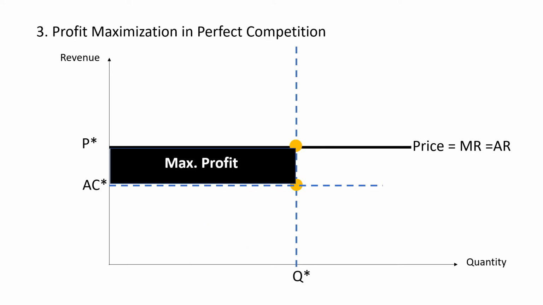And the area between P star, the first yellow dot, the second yellow dot, and AC star creates an area of profit, and it ensures that this is the maximized profit. The firm cannot gain more than this in terms of profit.